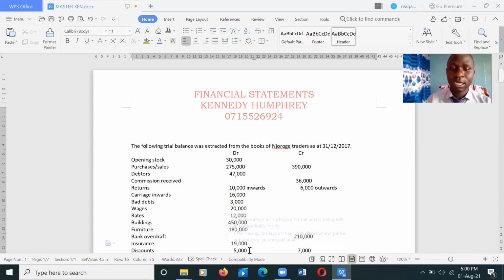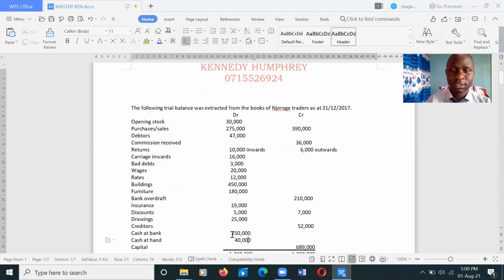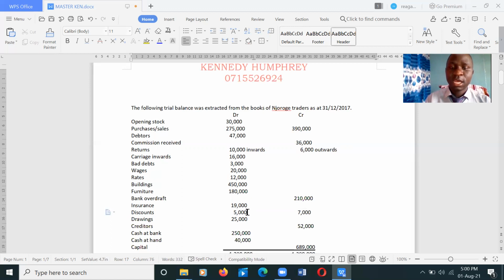And then we have discounts. Here, as a student, when you see discounts written for you, they haven't told you which one is discount received and which one is discount allowed. So the amount that will appear on the debit side is what we call discount allowed.